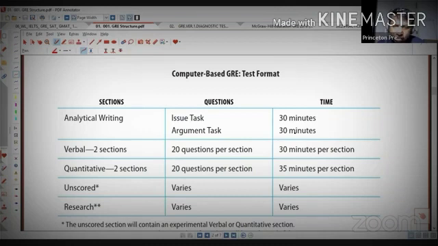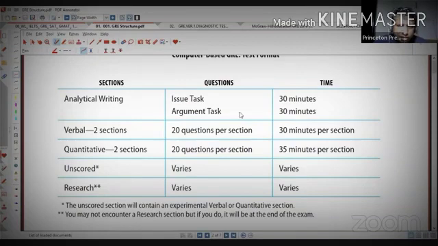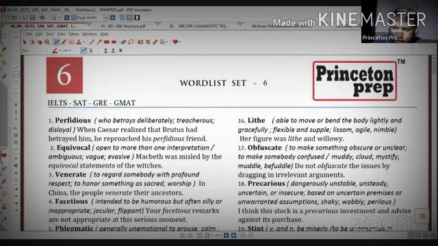Each of the sections has 20 questions, and altogether 4 sections, so it has 80 questions, and each question carries 1 mark. So it's an 80-mark exam, and the lowest score you can get is 260 and the highest is 340. Okay, so let's start with some vocabulary first, and then we'll move on to the other sections.